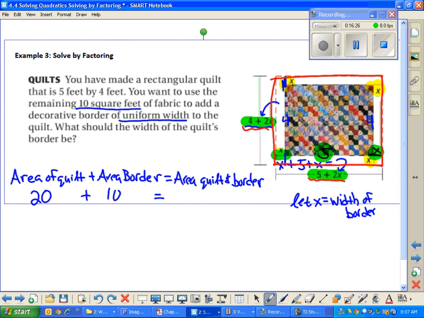And you folks know that the area of a rectangle is just length times width. So I'm going to do the new length times the new width. The new length in this case is 5 plus 2x, and the new width in this case is 4 plus 2x. So I just had to multiply those two things together to get the area of the whole thing. And then 20 and 10 on that left side does simplify to be 30.